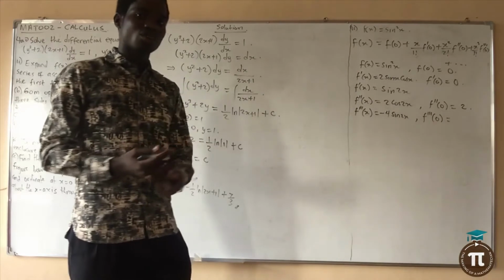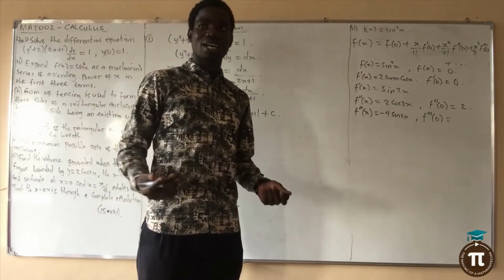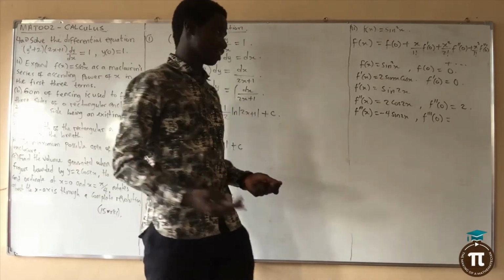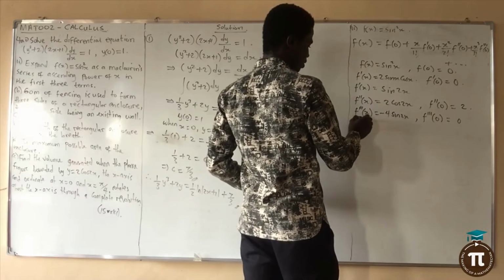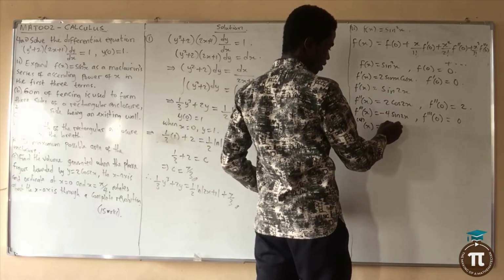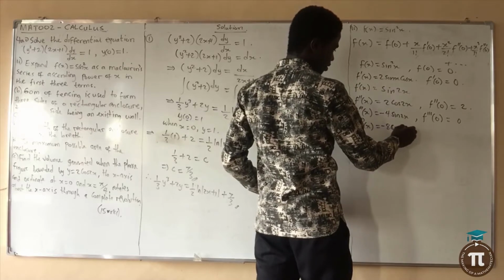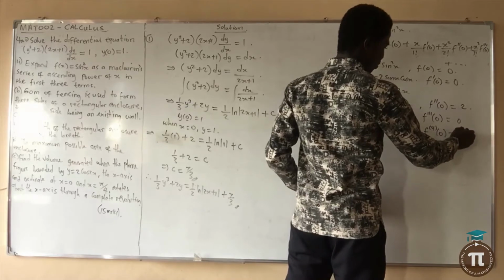Of course, sine 0 is 0, cos 0 is 1. So whenever you have sine, know the answer is 0. When you have cos, then the answer is 1. So this will be 0 as well. The fourth derivative, how do I know where I will stop? This is minus 8 cos 2x. So if I find this one, it will give me minus 8 as well.